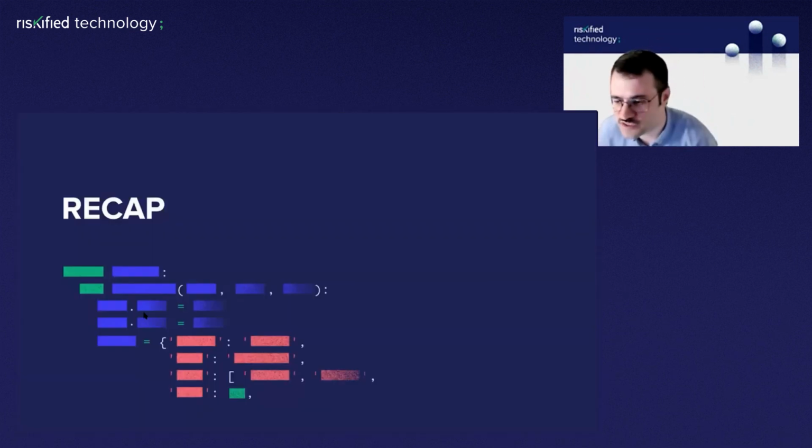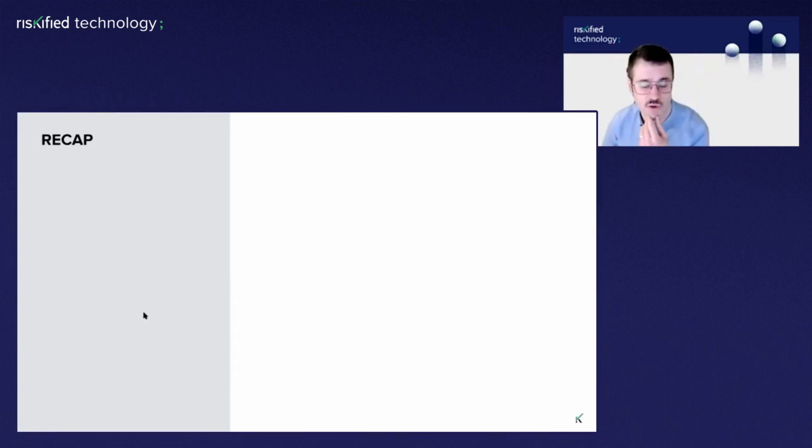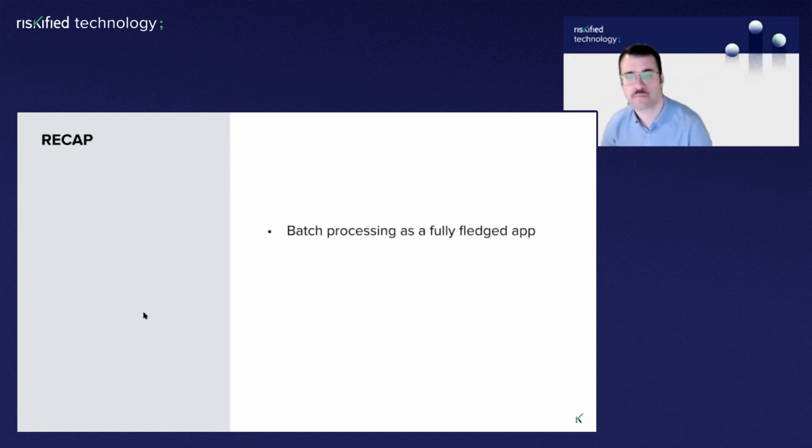So I see some questions in this chat, but just before we go into that, just a small recap about what we've seen, and then I'll take a few questions, of course. So we've seen batch processing as a fully fledged application. The way we want to be regarding Spark flows at Riskified is that they are applications, and we regard them with all the care and careful design we want to be having in production systems.